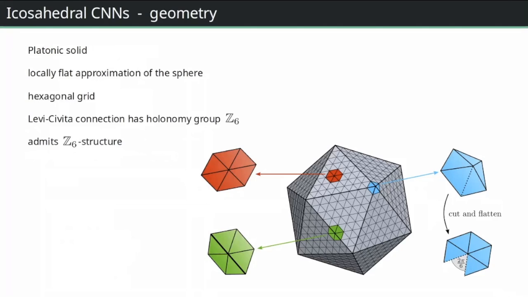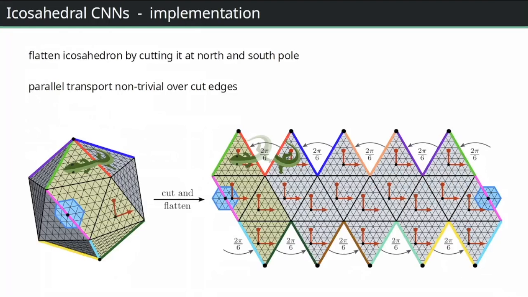We also implemented that in an earlier paper on the icosahedron as an approximation of spherical CNNs. We do that by taking this icosahedron and cutting it open at the north and south pole along all these colored edges here. Then you see you get this angle defect, so the parallel transport over these cut open and spread out edges will be non-trivial, and within a patch it will be trivial.